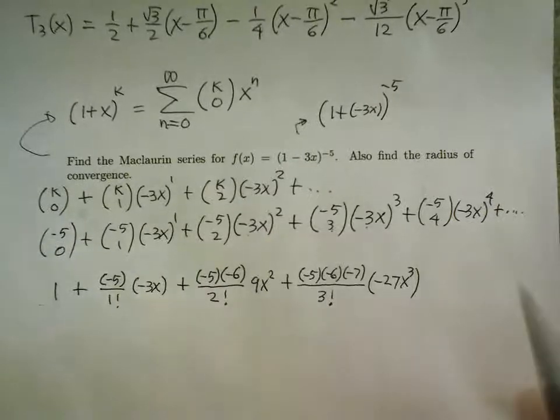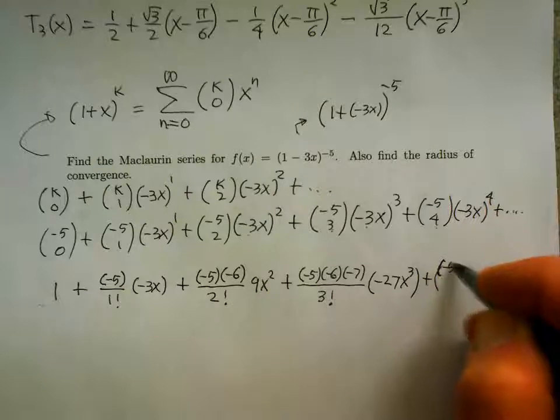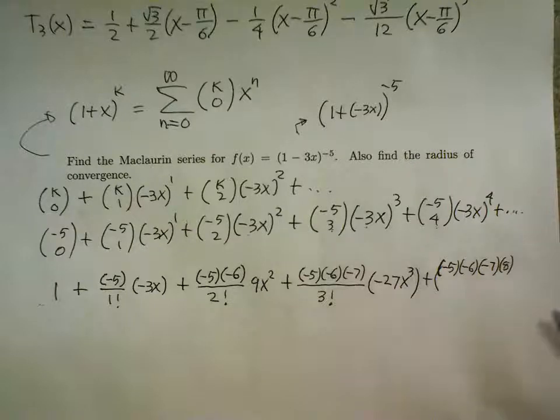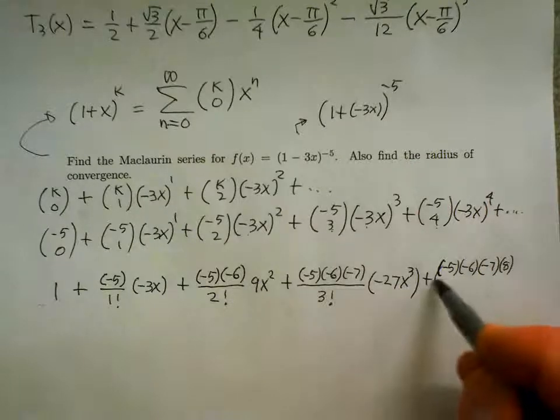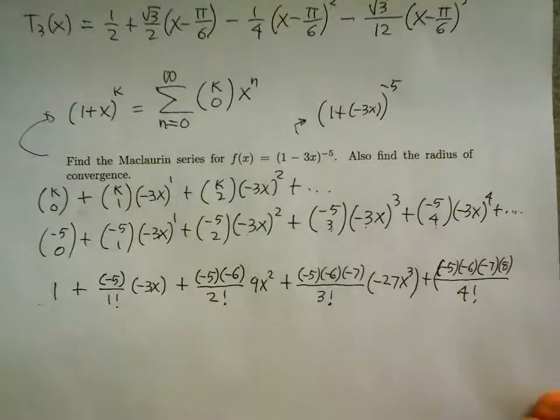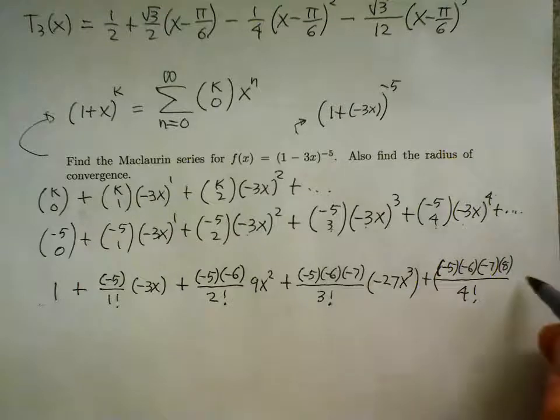And we'll do just one more. Negative 5 choose 4. We need 4 factors. So starting with negative 5 times negative 6 times negative 7 times negative 8 divided by 4 factorial. And then the term negative 3x to the fourth is 81x to the fourth.